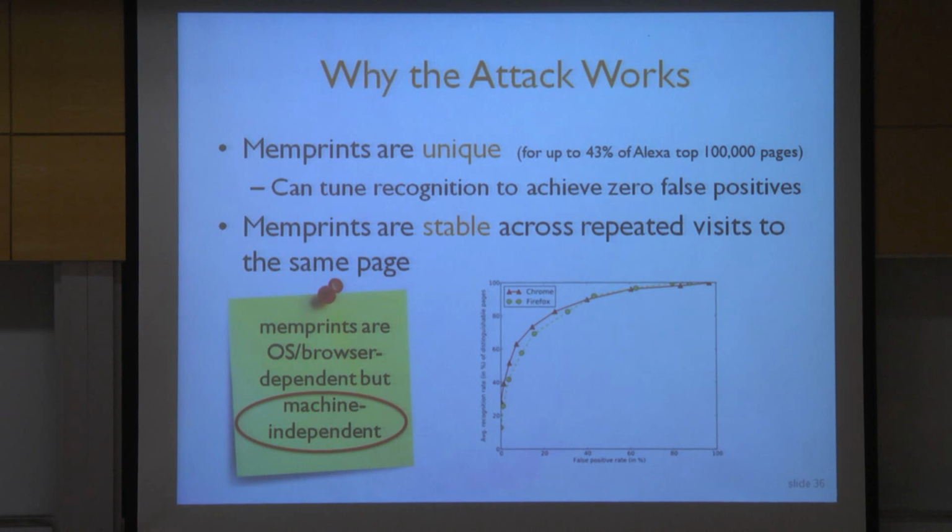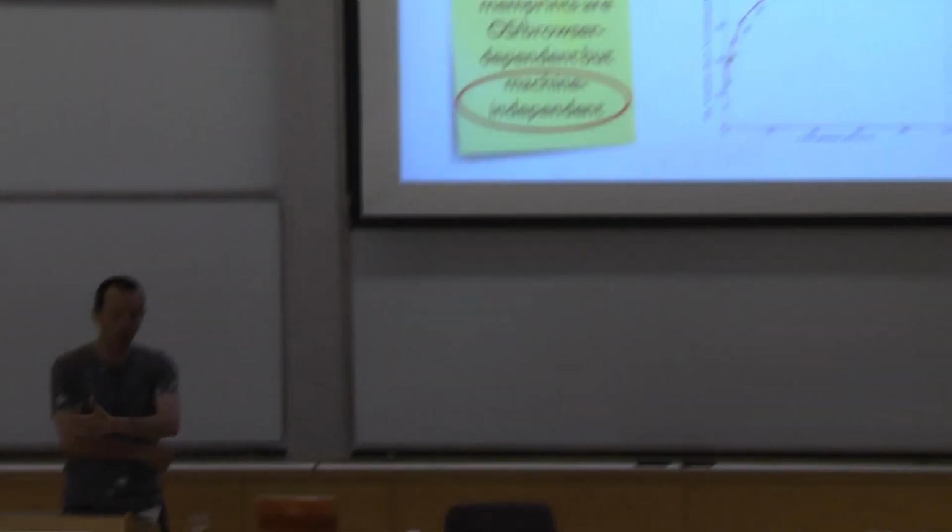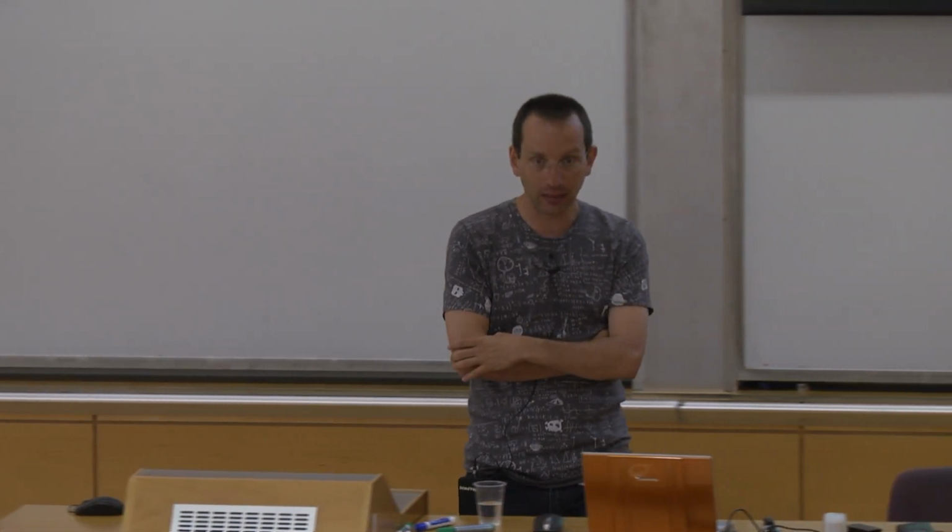We did experiments for the front pages of Alexa top 100,000 websites. For almost half of them, these memprints are unique. And of course, you have the standard trade-off between false positives and false negatives. You can tune recognition algorithms to achieve effectively 0 false positives. So you can set the parameters so that sometimes you cannot identify, but if you declare that you identified the website being browsed, you are correct with extremely high probability. You never have false matches or anything like this.